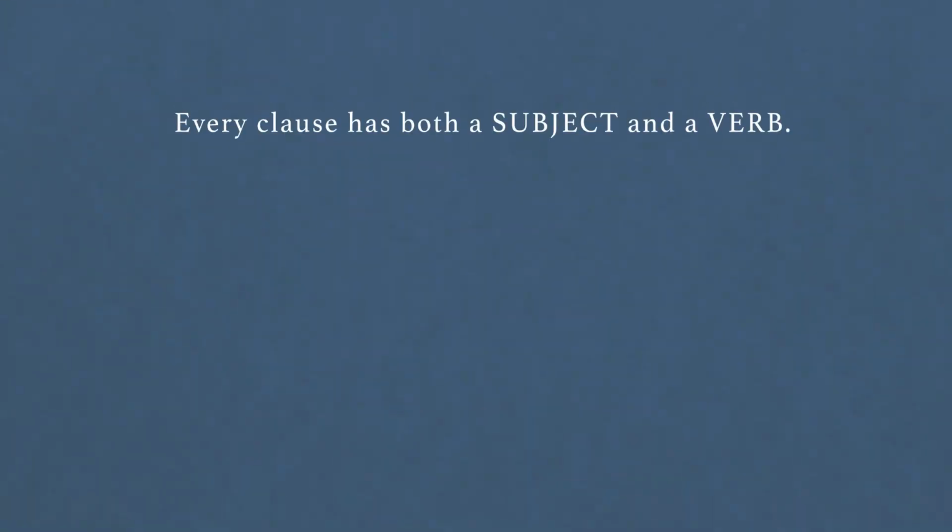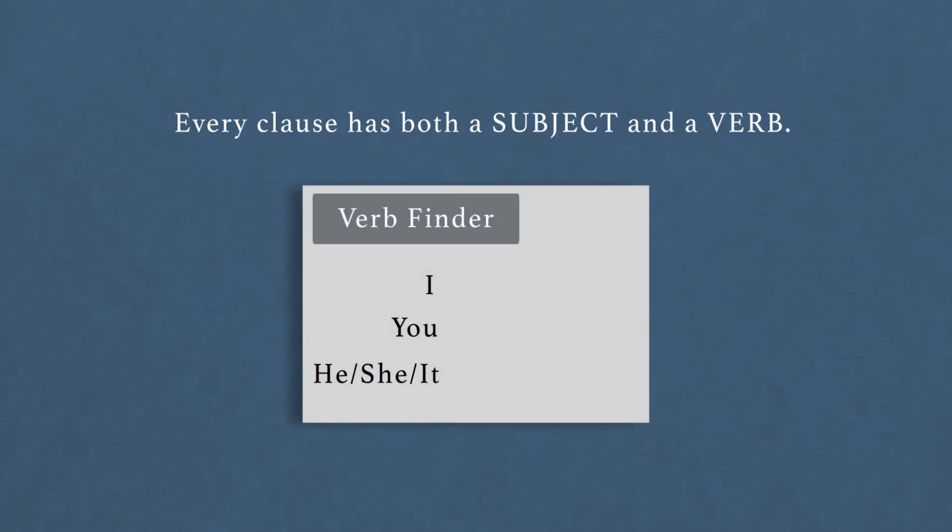All right, let's wrap up. To review, every clause has both a subject and a verb. You can identify the verb using my patented fill-in-the-blank verb finder. I blank, you blank, he, she, it blanks. The verb of a clause will always fit in that blank. Now, unfortunately, some other words may fit in that blank too, so you have to be careful and you have to use some common sense. And you have to practice.